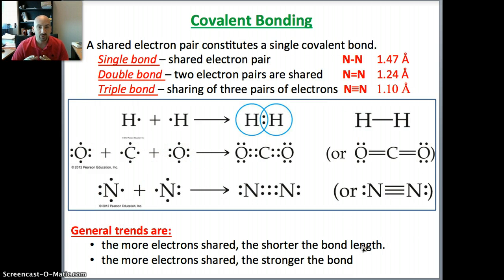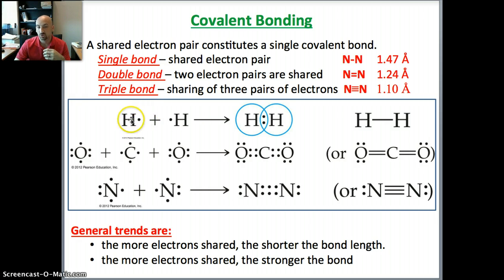Sharing of electrons between two elements constitutes a covalent bond. And there are 3 types. A single shared electron pair we call a single bond. Two electron pairs that are shared is a double bond, and sharing of 3 pairs of electrons is a triple bond. And we can look at this with these different Lewis structures.